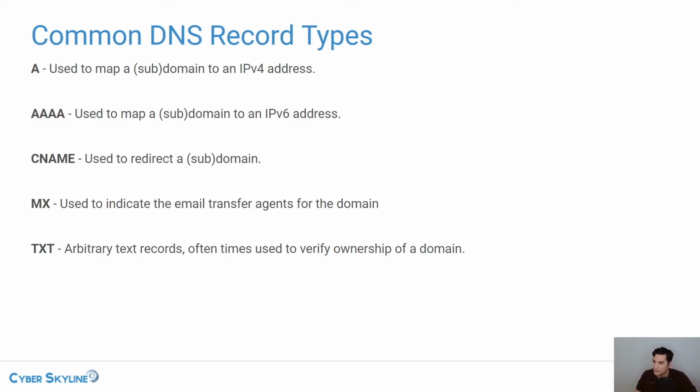And so if you have a website that is using email of some sort, they probably have mail records to indicate what servers and transfer agents are being used for all of their email traffic. And there's also TXT records. These are just generic text records which are added to a website typically to verify ownership of a domain.